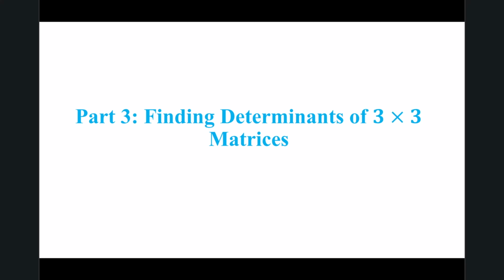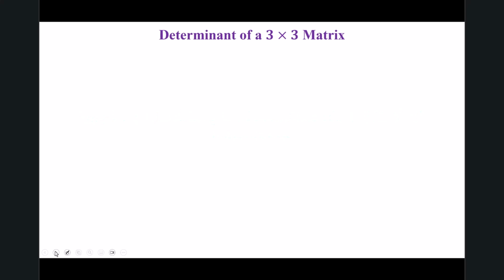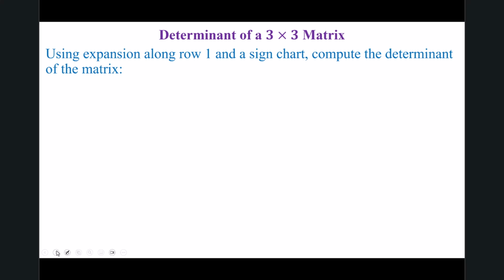Part 3, Finding Determinants of 3 by 3 Matrices. To find the determinant of a 3 by 3 matrix, we're going to expand along some row or column and use a sign chart. Now in this case, we're going to expand along row 1 to find the determinant.